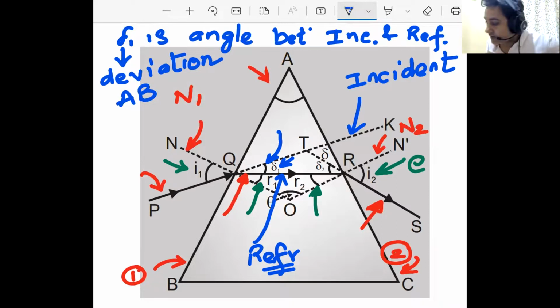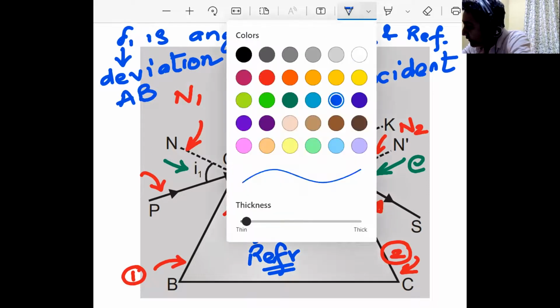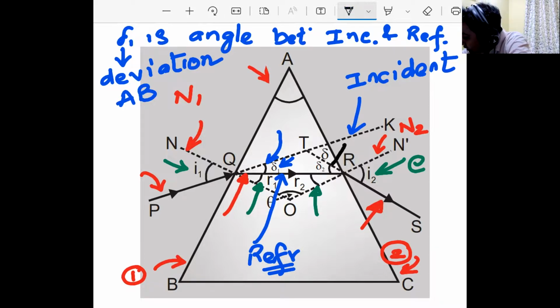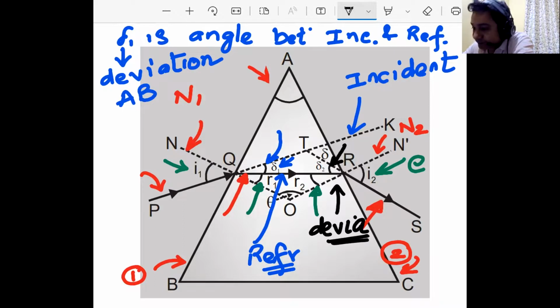Can I have a raised hand that we understand this? Yes, sir. Similar to this, let me put another color, black, here. We have this delta 2. Now, can you tell me what is this delta 2? Delta 2 again is the angle of deviation, but for which face? AC. Yes, delta 2 is the angle of deviation for face 2. Can I have a raised hand from everyone that we understand this? Yes, sir. So far, so good.